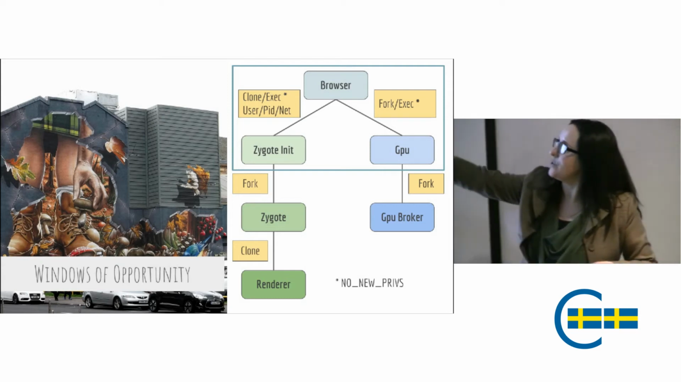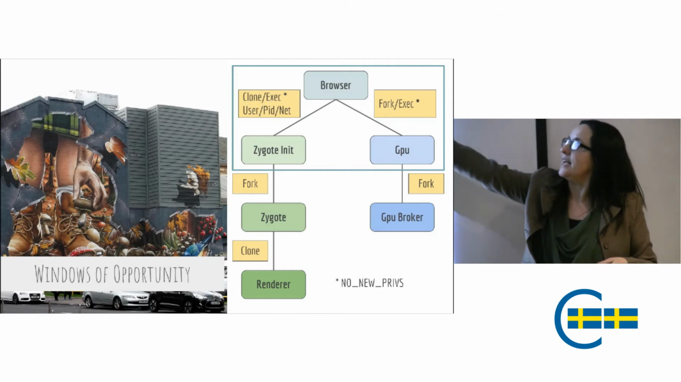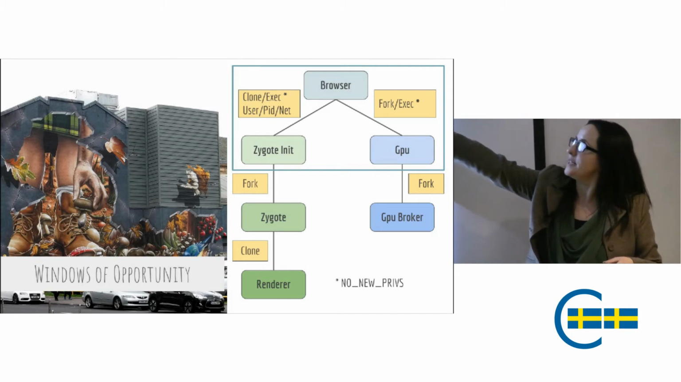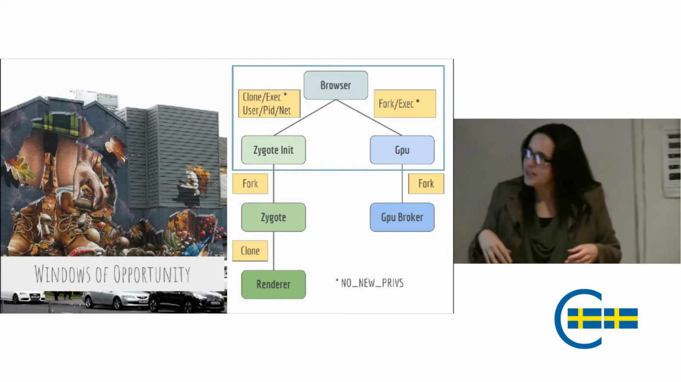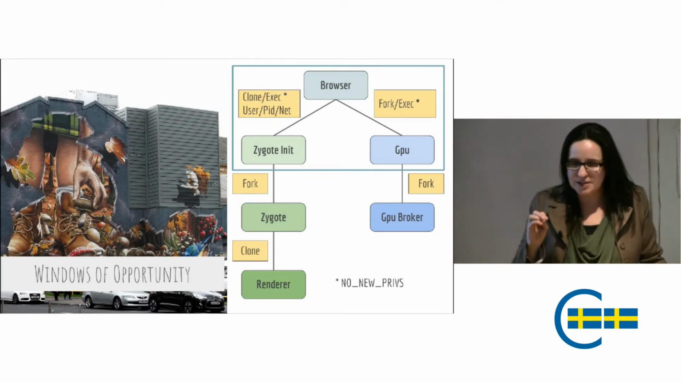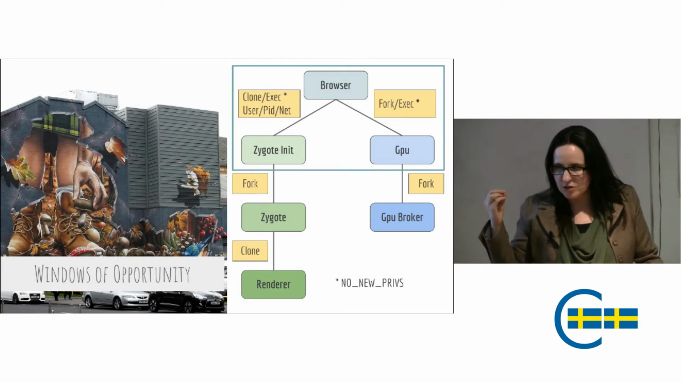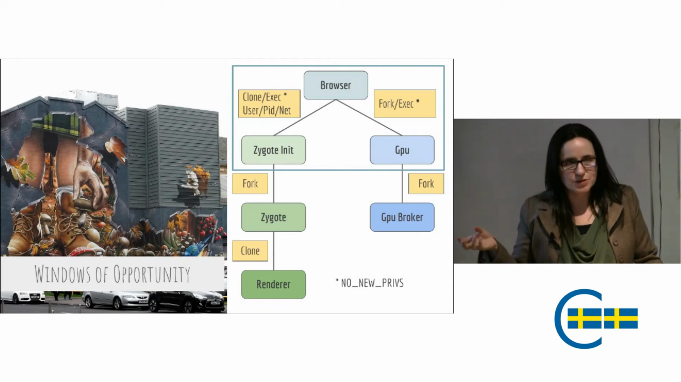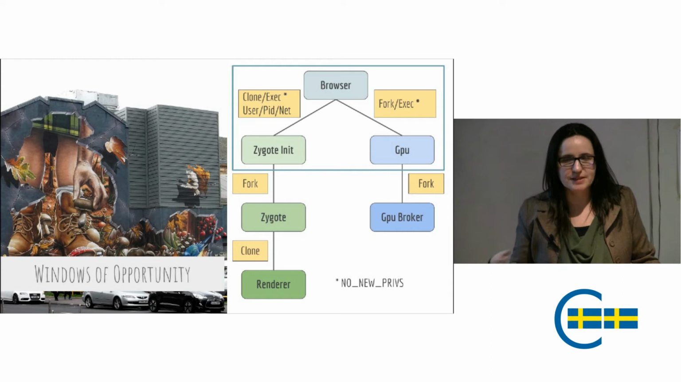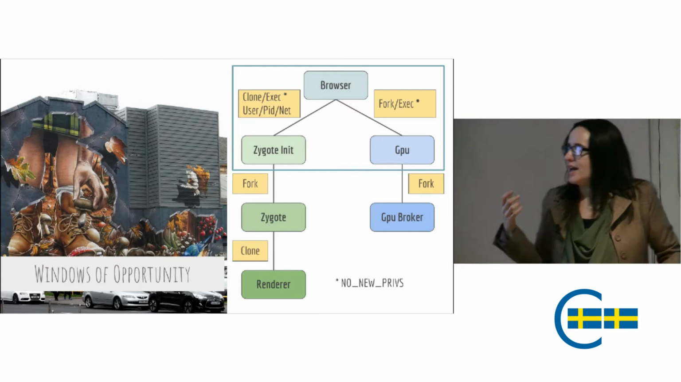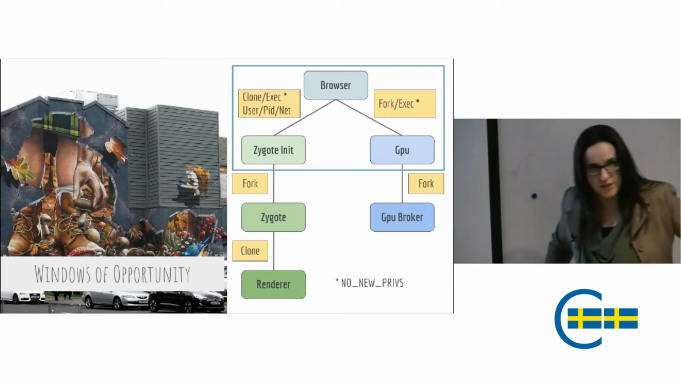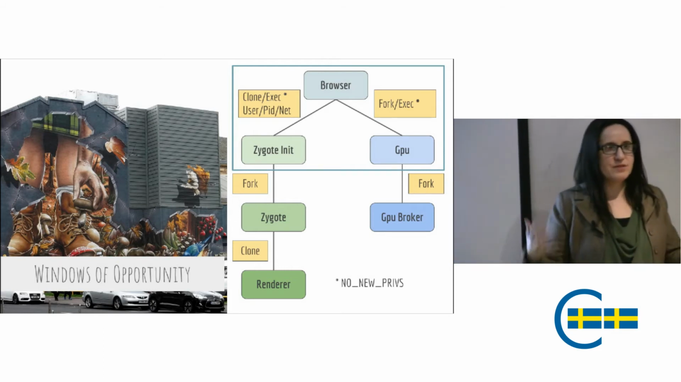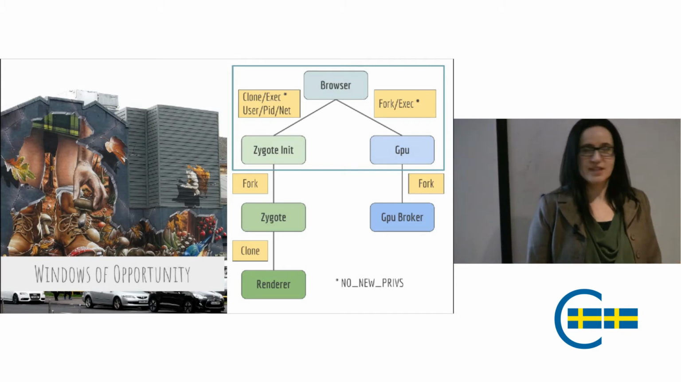So in this case, the browser will clone the zygote in a user namespace, PID namespace, and a net namespace. This user namespace is kind of special because in newer versions of Linux, in most distributions, you can make a user namespace as an unprivileged user. So you don't have to be root. And what that means is that the process that you have cloned into a user namespace will think that its user is root. It's not root.